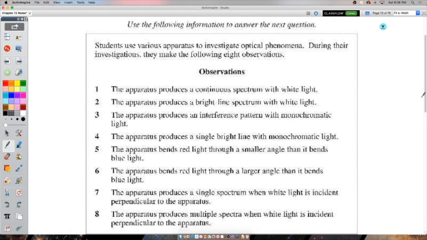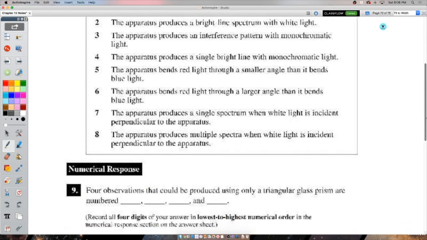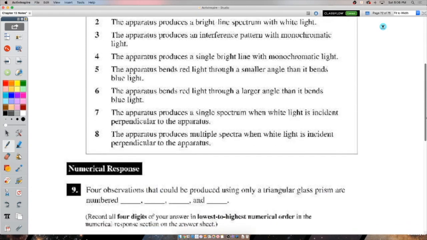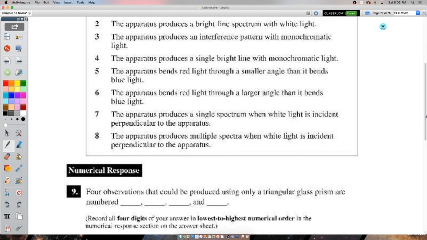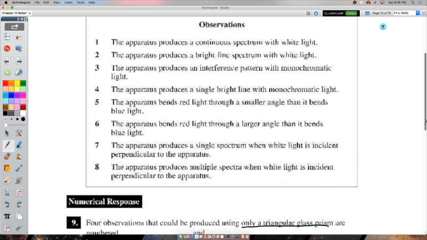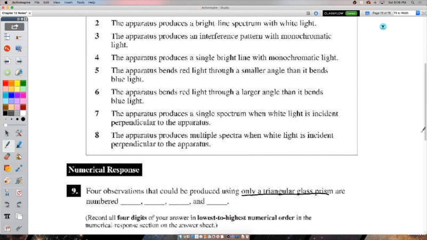Students use various apparatus to investigate optical phenomena. During their investigations, they make the following 8 observations. Okay, let's first see what it's asking us. 4 observations that could be produced using only a triangular glass prism are what? So we need 4 of these that can be produced with nothing but a triangular glass prism.